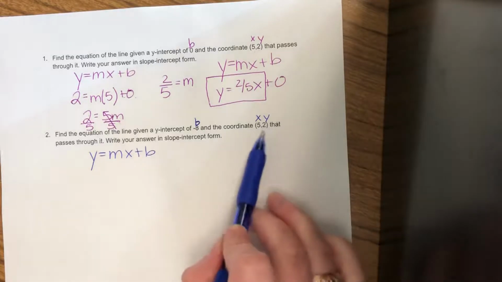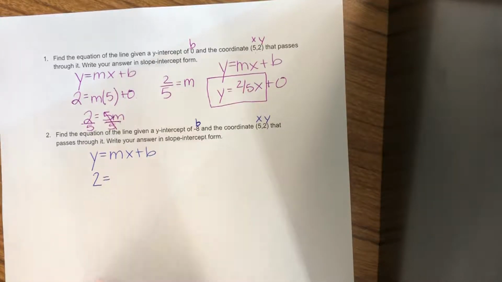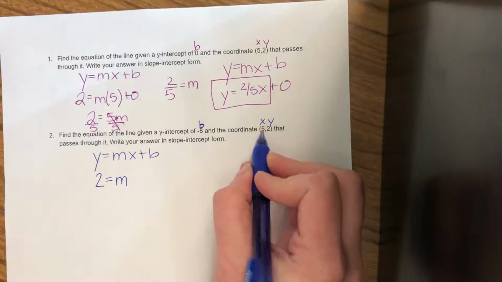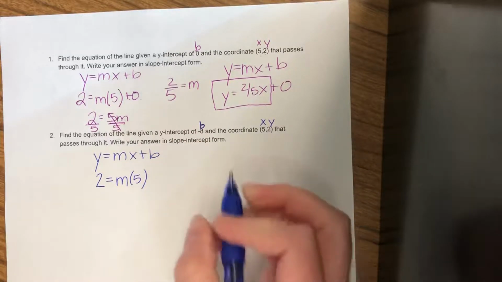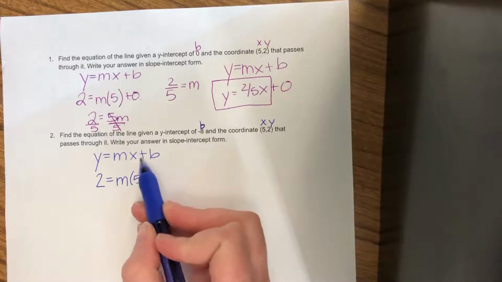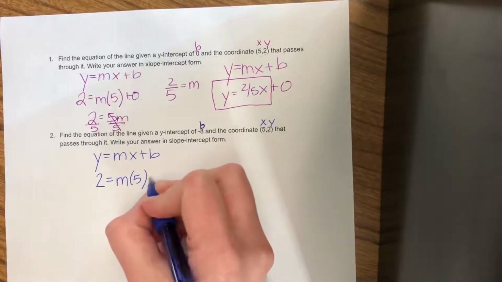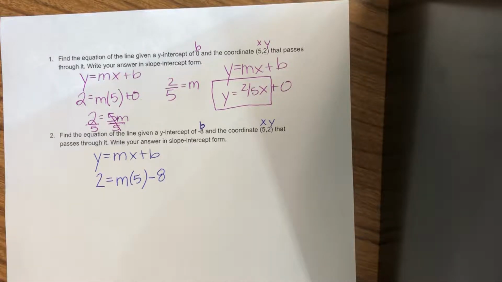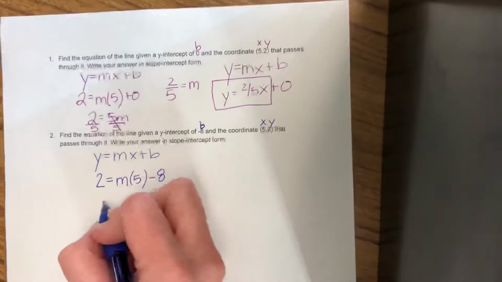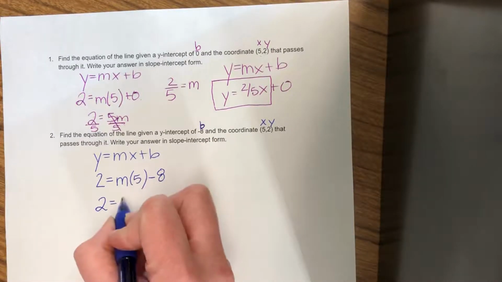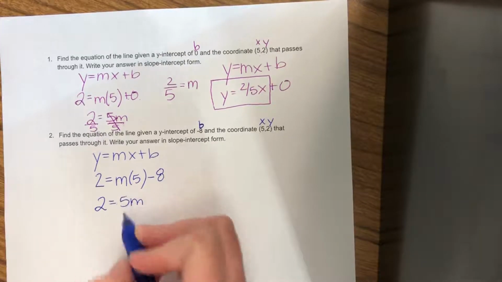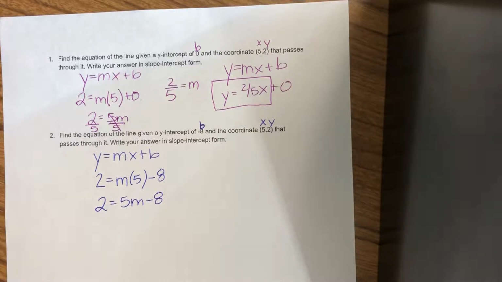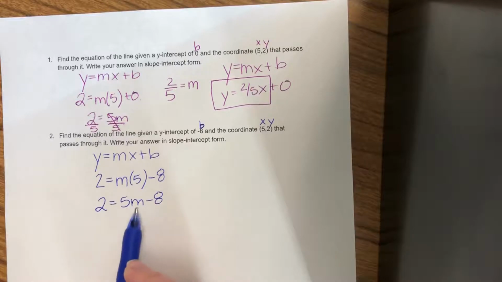So now I'm going to plug in what I know. The y is 2. I don't know the slope. That's what I need to figure out. The x was 5, and the y-intercept was -8. So instead of plus b, because it's a negative, I'm going to put minus, and then I'm going to plug the b in. Okay. So 2 equals, m times 5 is the same as 5m, and it helps my brain to have the number first, minus 8.